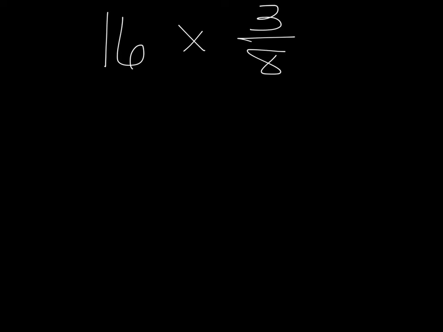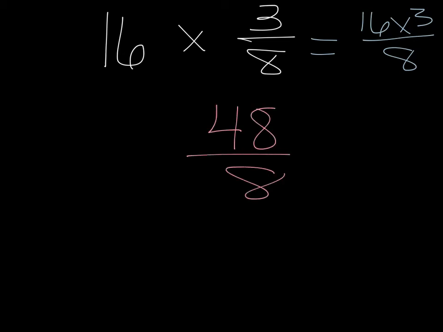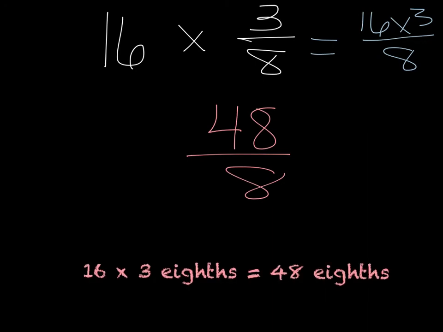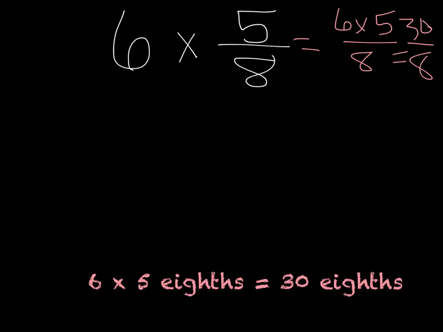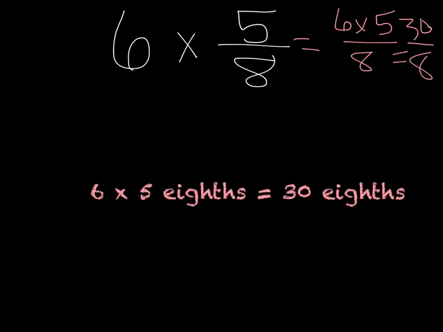Our next problem is 16 times 3/8. So if we take our numerator times our whole number over our original denominator, we would have 16 times 3 over 8. When we take 16 times 3, we get 48, and then our denominator stays the same. So we can say that 16 times 3/8 equals 48/8. Our next problem is 6 times 5/8. So we would rewrite it as 6 times 5 over 8, which would equal 30/8. So we can say that 6 times 5/8 equals 30/8.